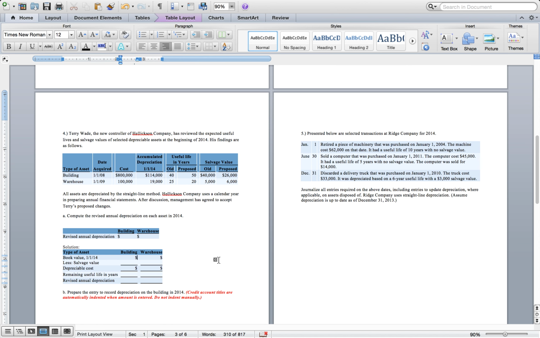Okay, let's take a look at what it is now. Well, it's going to be $686,000, because the cost was $800,000, but you have accumulated depreciation of $114,000. So you take the $800,000 minus $114,000, which gives you $686,000. And then you want to take out the salvage value, which in this case is $26,000.